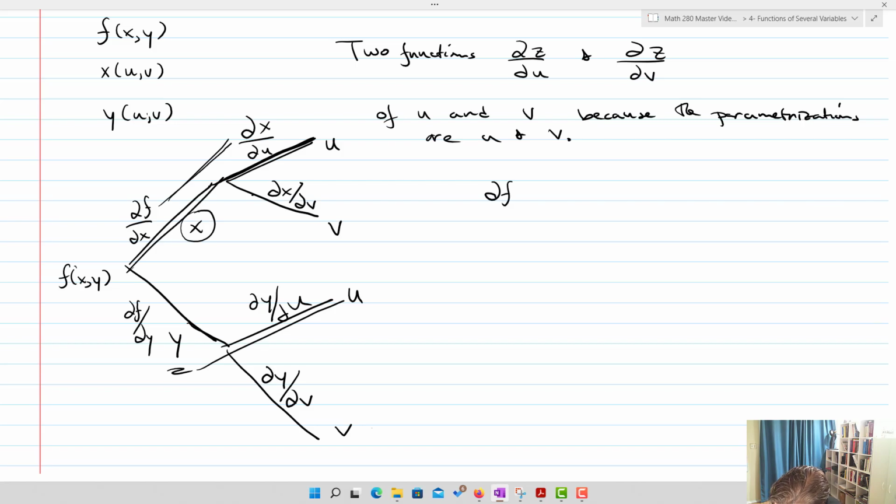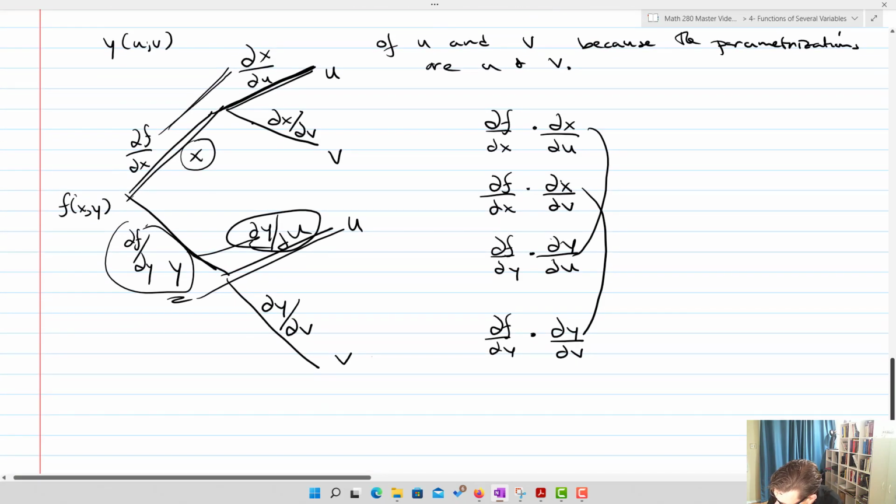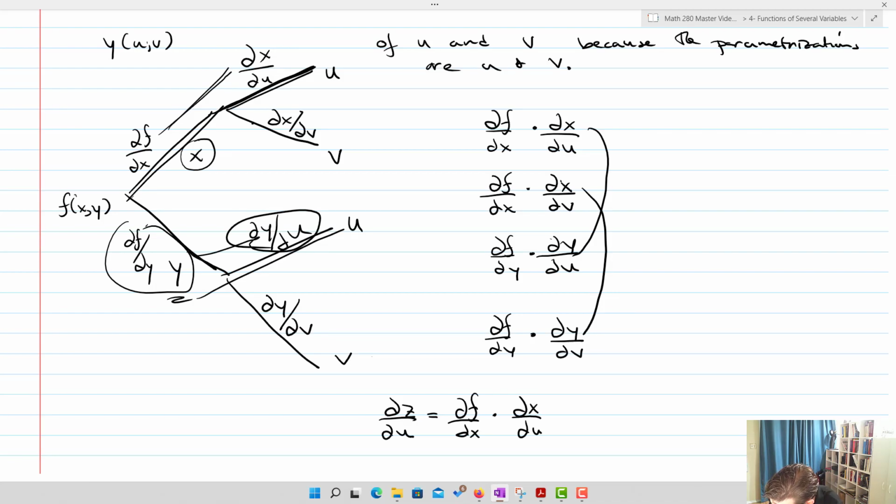So we're going to multiply along the branches. We'll have df dx times dx du, and we'll have df dx times dx dv. And we'll have df dy times dy du, and then we have df dy times dy dv. We're going to group together the u's, and we're going to group together the v's, because we're looking for dz du. So at the end of the day, we've got to get only u. So dz du is going to be df dx times dx du plus df dy times dy du.